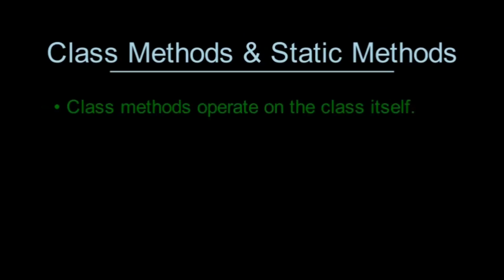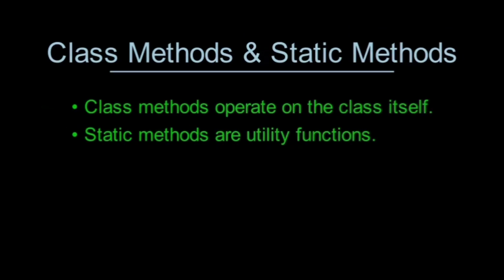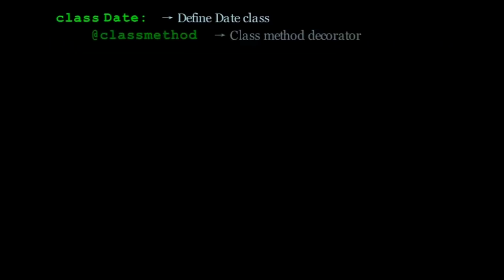Next, class methods and static methods. Python provides special methods that work differently from the regular instance method. A class method operates on the class itself rather than its instances, while static methods are utility functions that don't require access to class or instance data.